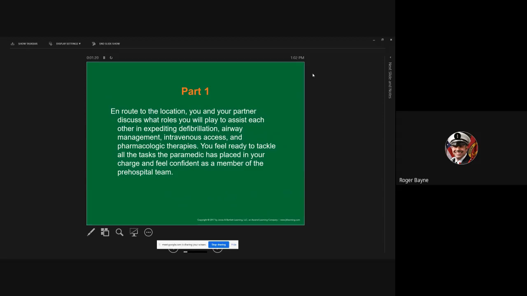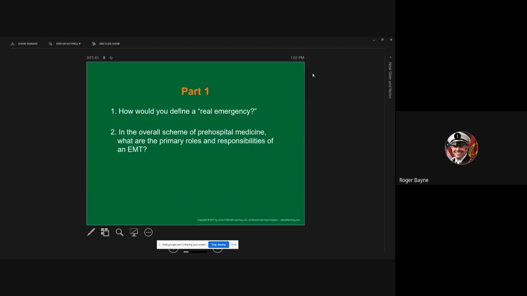En route to the location, you and your partner discuss what roles you will play to assist each other in expediting defibrillation, airway management, intravenous access, and pharmacologic therapies. You feel ready to tackle all the tasks the paramedic has placed in your charge and feel confident as a member of the pre-hospital team. How would you define a real emergency?